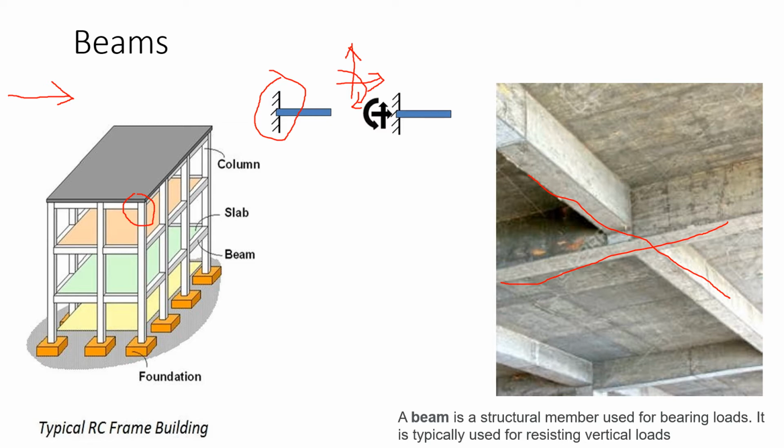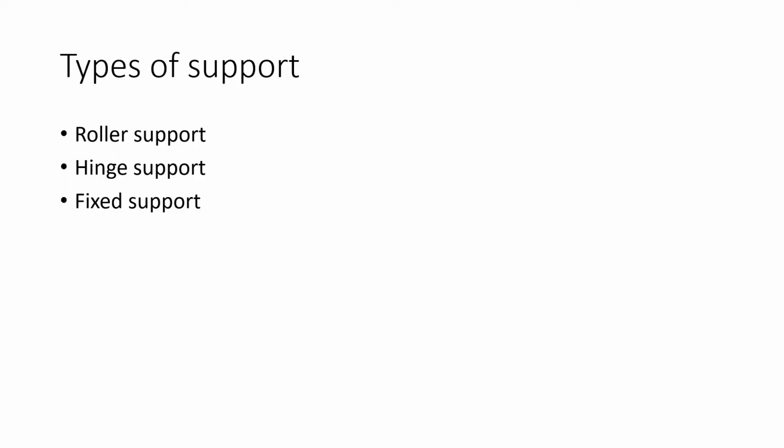Basically this beam is resting on supports. So after that we'll discuss the types of support. There are three different types of support. First one is roller support, second one hinge support, and third one fixed support. Let us discuss one by one.